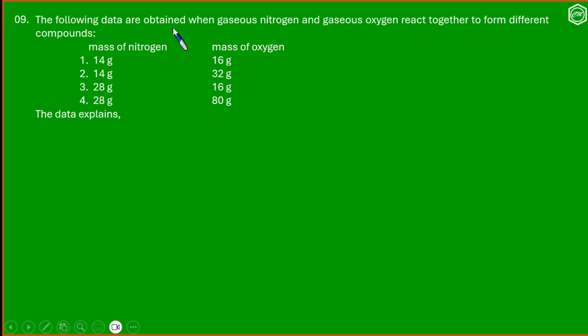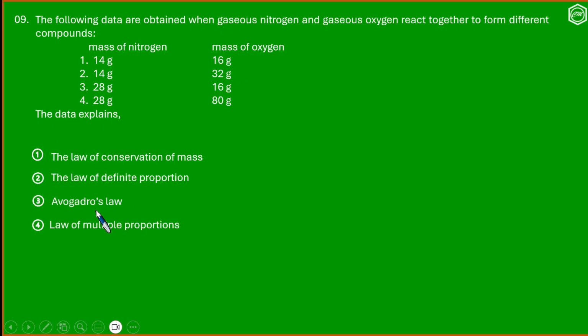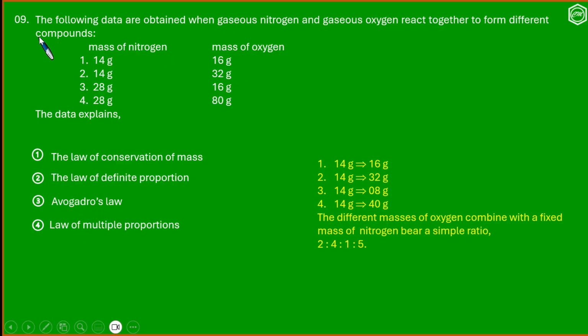Question 9. The following data are obtained when gaseous nitrogen and gaseous oxygen react together to form different compounds. 4 compounds are formed. Mass of nitrogen, mass of oxygen. The data explains 1 law of conservation of mass, 2 law of definite proportion, 3 Avogadro's law, and 4 law of multiple proportion. So in compound 1, 14 gram nitrogen combines with 16 gram oxygen.